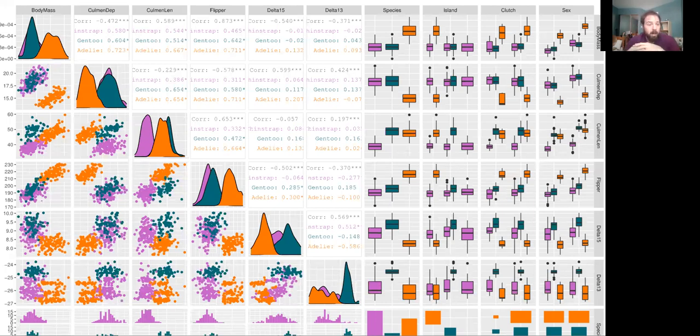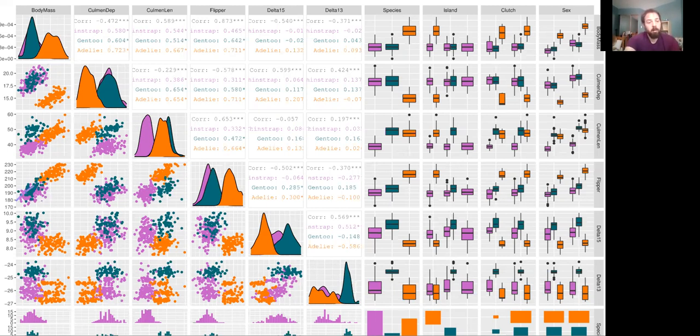But we expect there to be, at the very least, different intercepts for Kalman depth depending on the species, which means we would just include species as a predictor and Kalman depth as a predictor, and that should be fine.